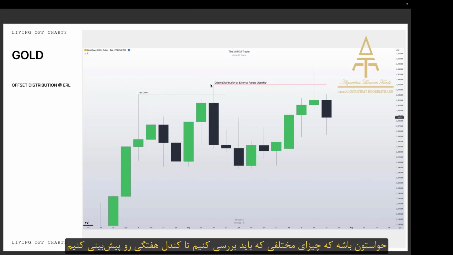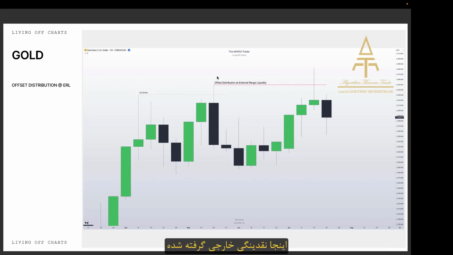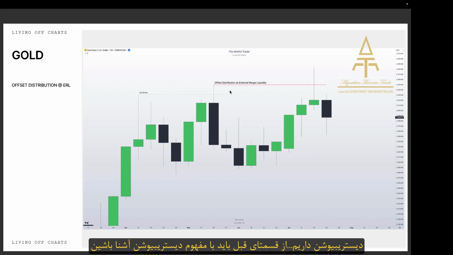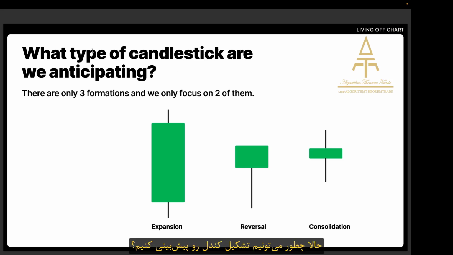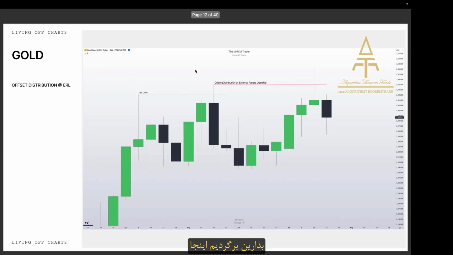So remember the multiple things we need to be looking at when we're anticipating the weekly candle. And external range liquidity has been taken here. Offset distribution, you guys should remember that from the last episodes. And now, how are we going to anticipate the candlestick to form? So let's go back here.